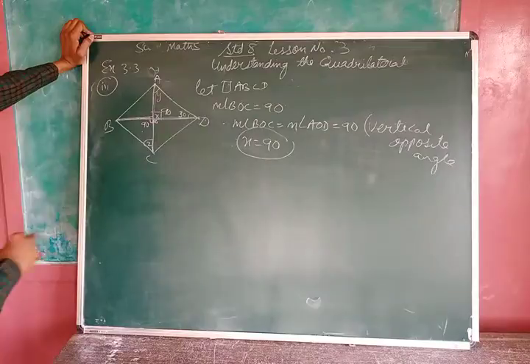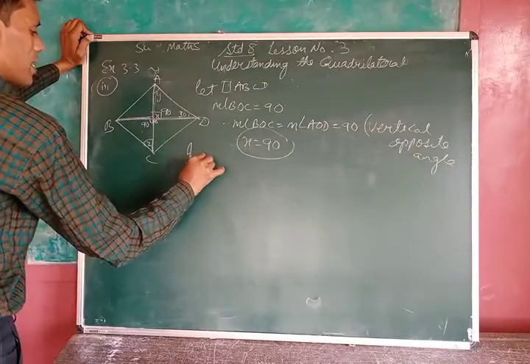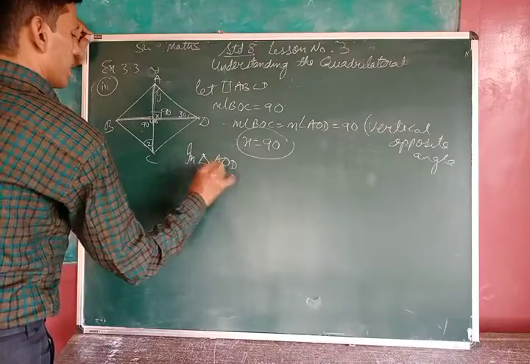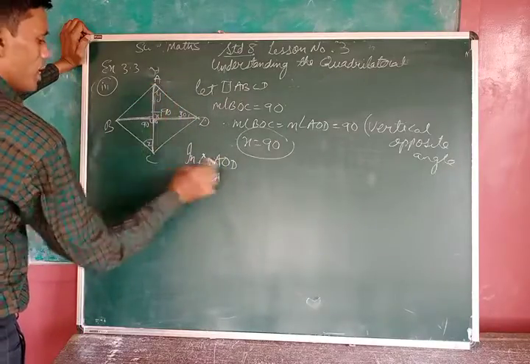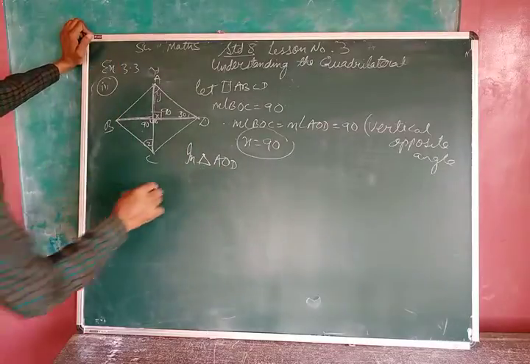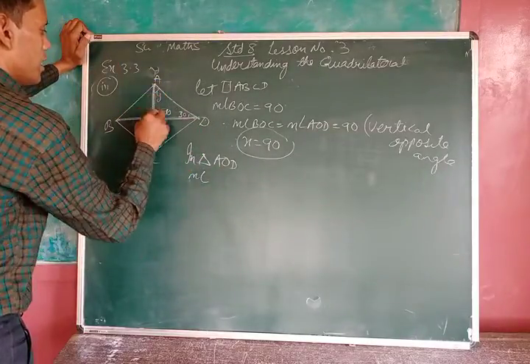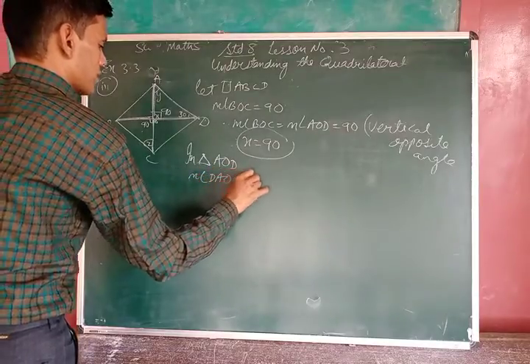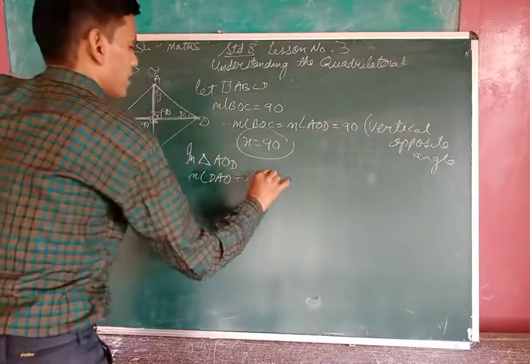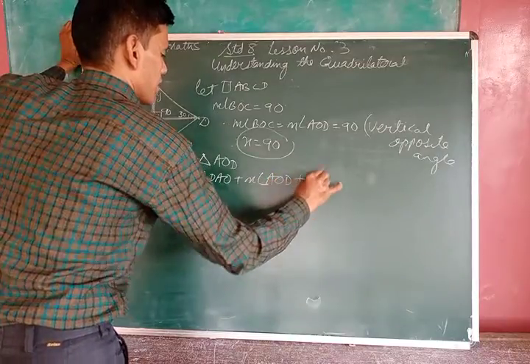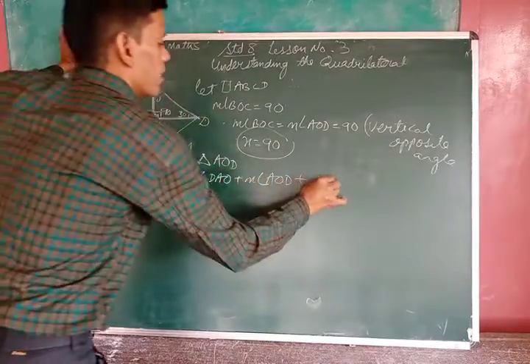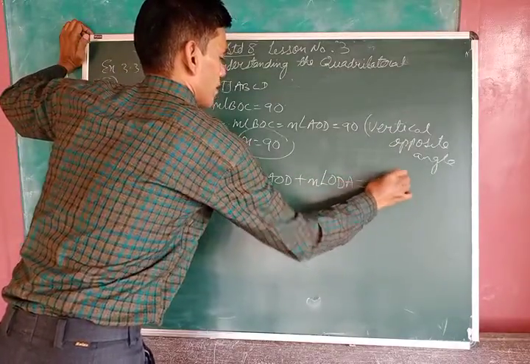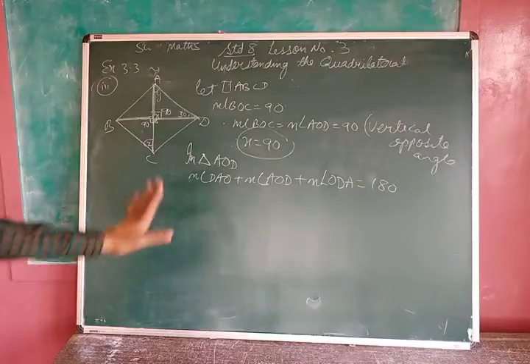We got this 90. Now, in triangle AOD, measure angle DAO plus measure angle AOD plus measure angle ODA is 180. Here we have to write in three letters. The sum of all angles of a triangle is 180.